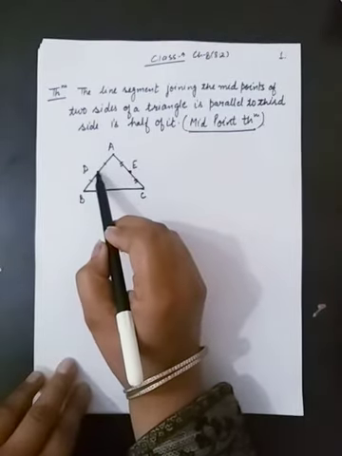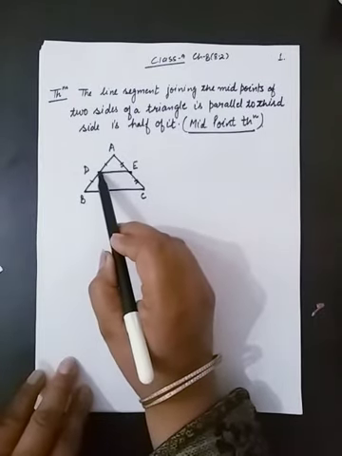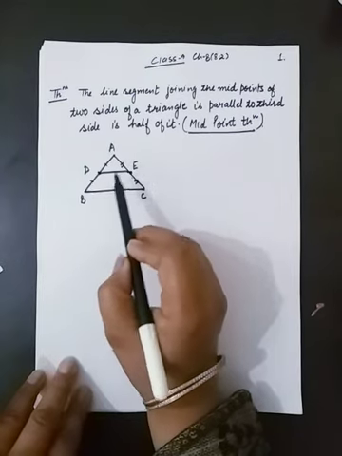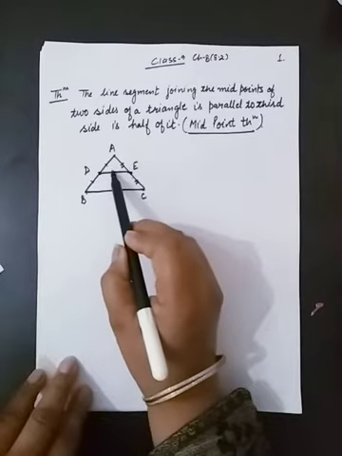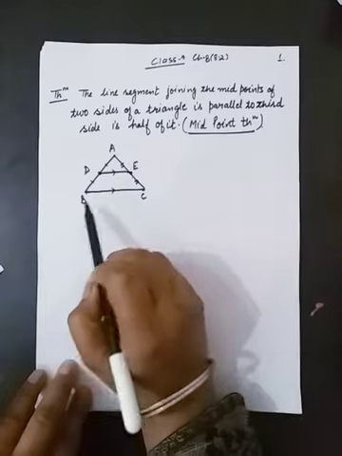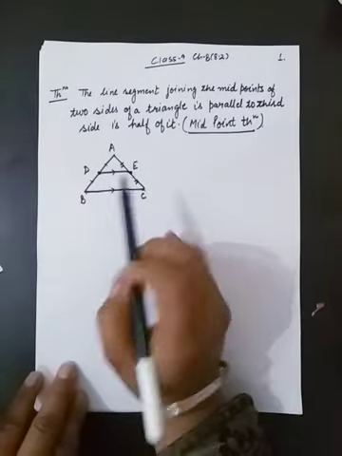And now we have joined these two points. We have to prove that the line joining these midpoints, meaning DE, is parallel to the third side. The third side of the triangle is BC, so we have to prove that DE is parallel to BC and the length of DE is half of BC.